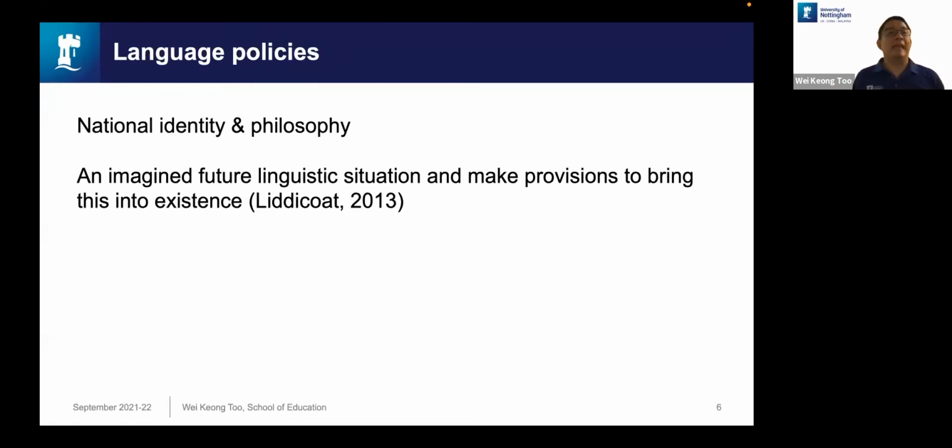Now we look at language policy. Language policy is a document that documents national identity, even though English is considered, for many countries in Asia, a second language. And from the document we will know how this language is positioned in a society as well as in education, and how learning this language will help the country.